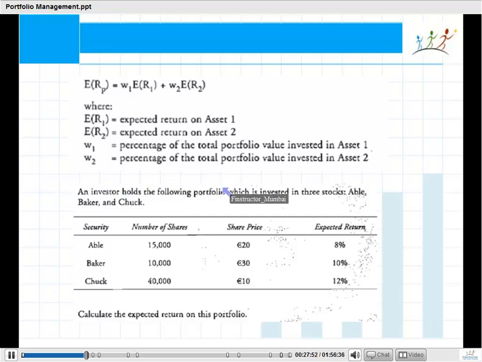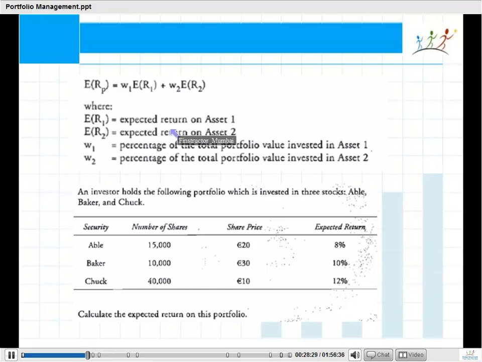An investor holds the following portfolio, which is invested in 3 stocks: Able, Baker and Chuck. He owns 15,000 shares of Able, which has a share price of $20. He owns 10,000 shares of Baker, which has a share price of $30, and 40,000 shares of Chuck, which has a share price of 10 euros. The expected return is 8%, 10% and 12% from the 3 stocks. Compute the expected return of the portfolio.